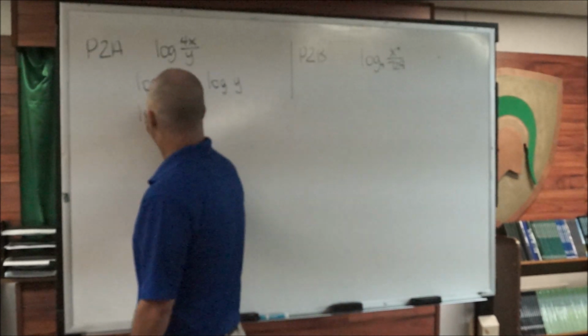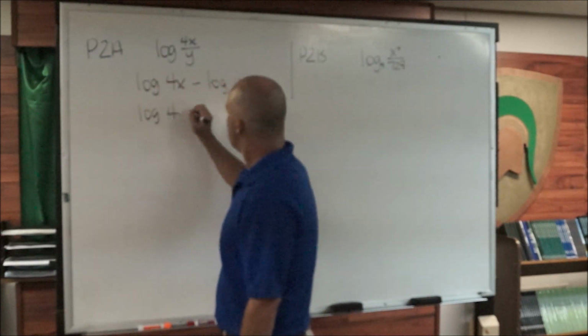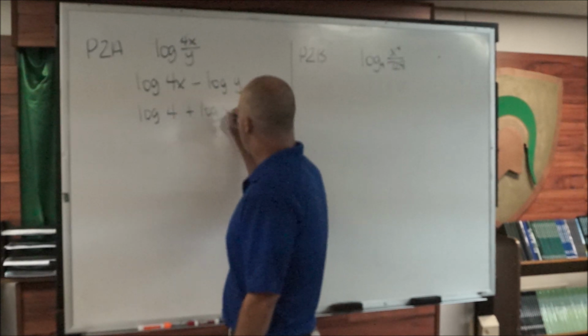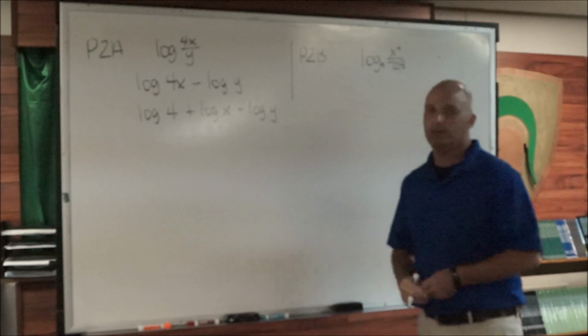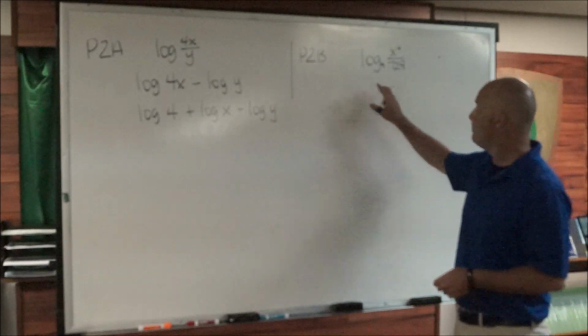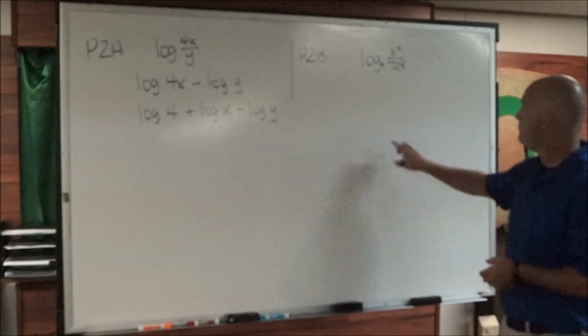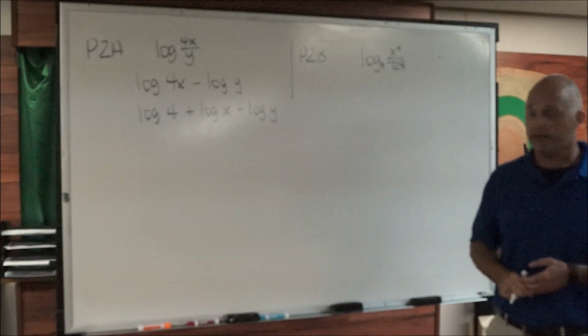So this becomes log 4 plus log x minus log y. And that's going to be the expansion. In problem number 2b, we're given log base 9 of x to the 4th over 729.